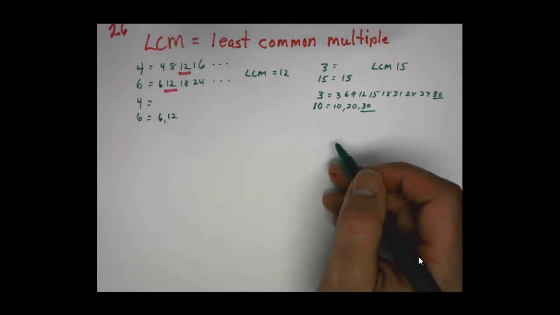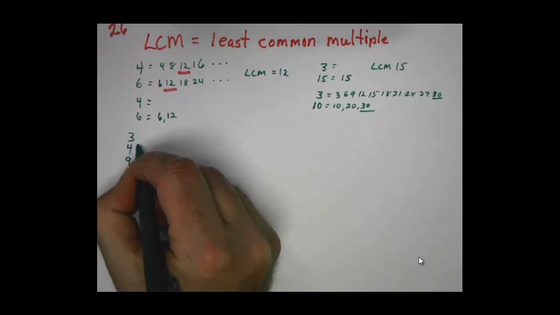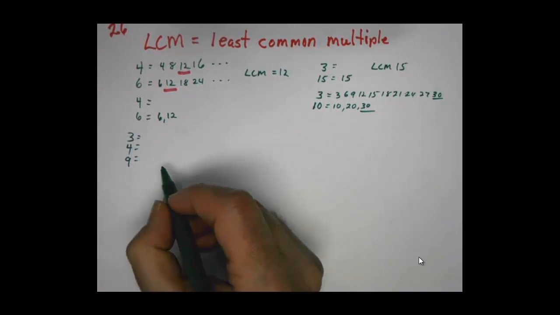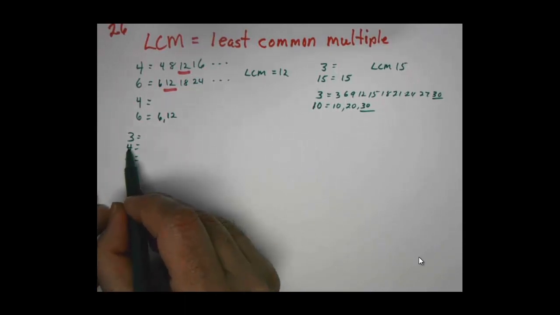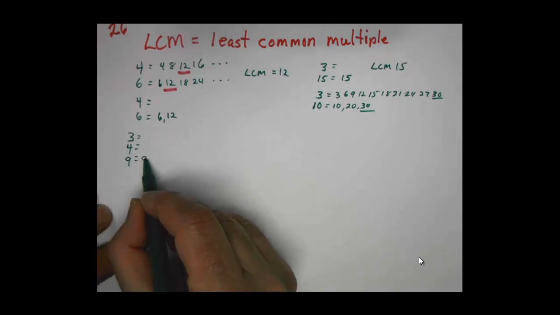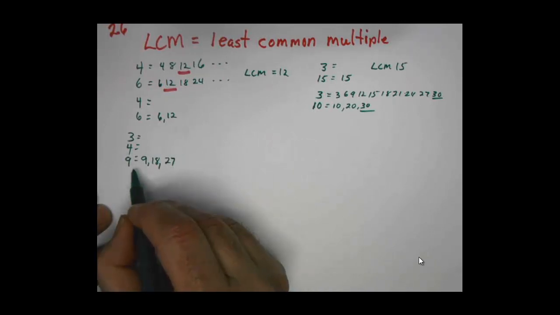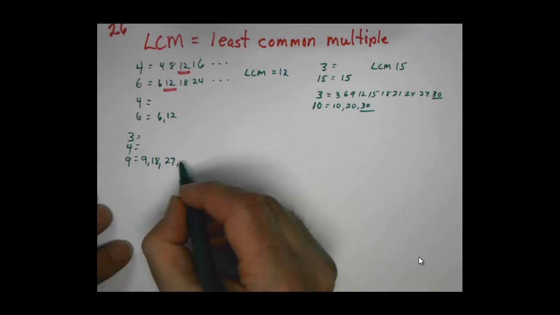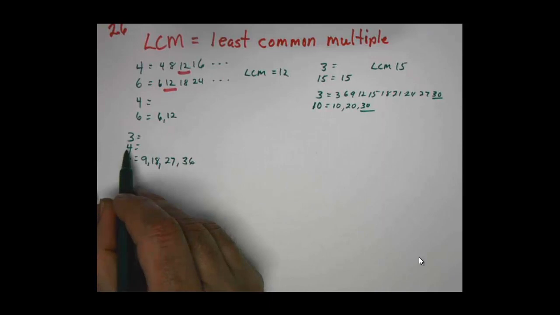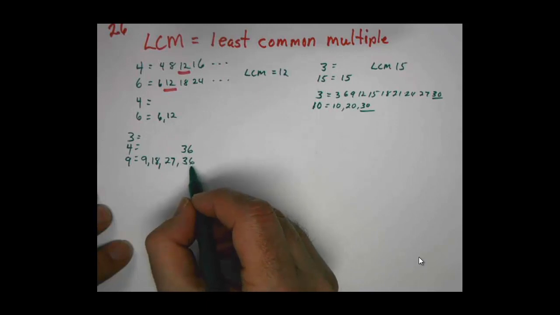So let's do one more here with some bigger numbers. So let's say that we had 3 numbers. We had 3, 4, and 9. Okay? So I always then use the second biggest number and get a common multiple with the larger number. So does 4 go into 9? No. Next multiple is 18. Does 4 go into 18? No. Next multiple is 27. Does 4 go into 27? No. Next multiple is 36. Does 4 go into 36? Yes. So we now know that 4 and 9 have a common multiple of 36.